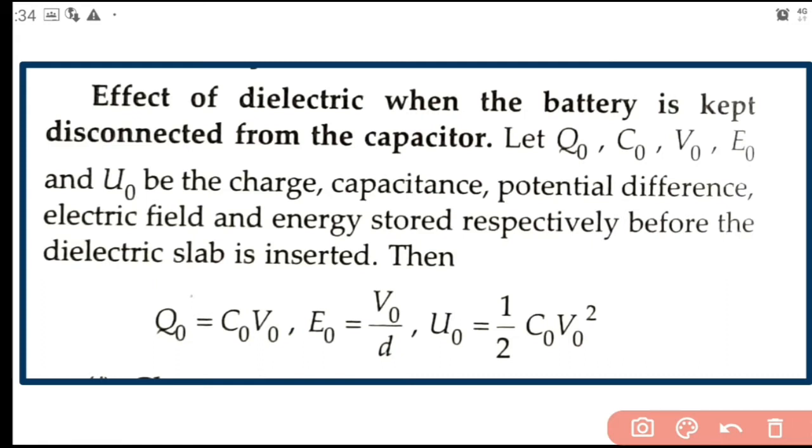Before coming to the answers, we are taking some assumptions. Q0 is the charge, C0 is the capacitance, potential difference is V0, electric field is E0 and U0 is the energy stored before the dielectric slab is inserted. So Q0 will be equal to C0 V0, E0 equal to V0 by d, and U0 equal to half C0 V0 square.